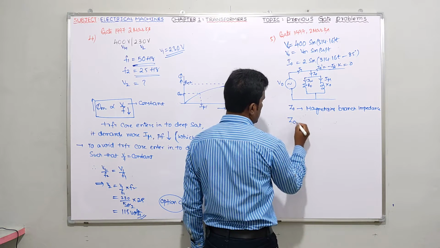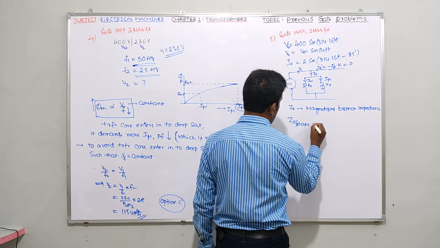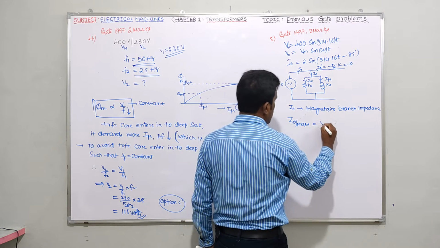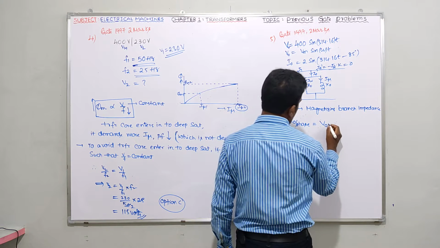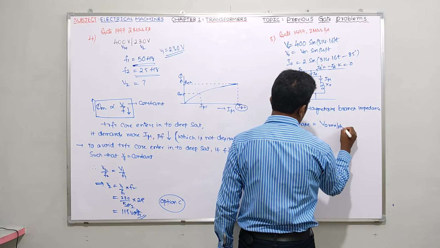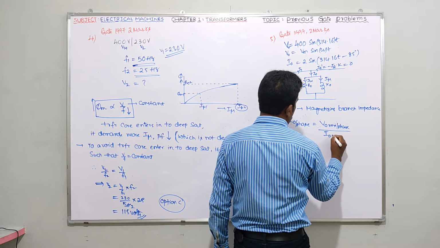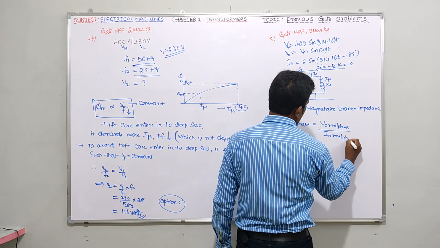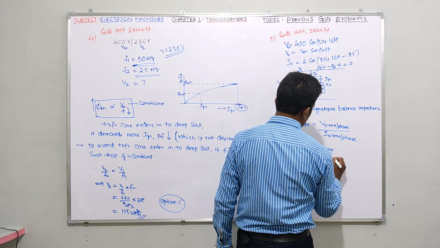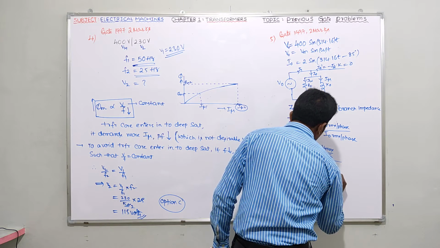So tell me, if you want to find Z naught, Z naught per phase we want to find out. Tell me how can you find this one? Z naught per phase means simple: V naught RMS per phase by I naught RMS per phase. You know V naught RMS means simply V max by root 2, and I naught RMS I can also write as I max by root 2.